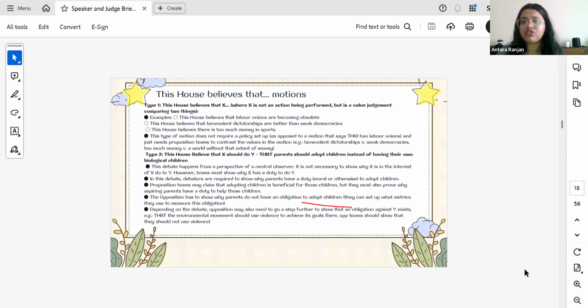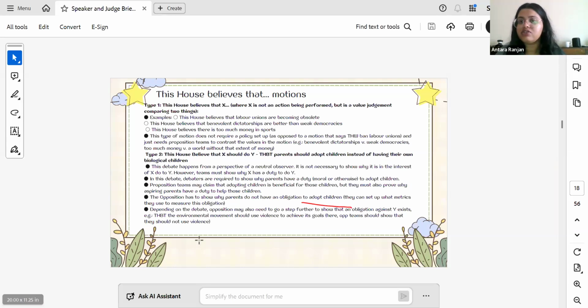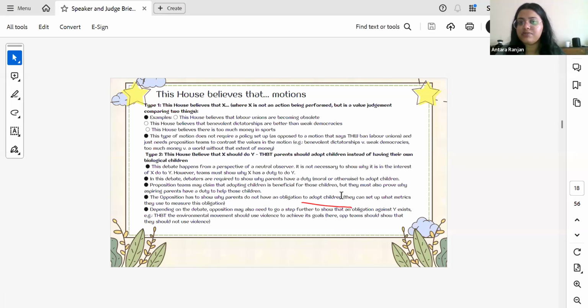So, this type of motion does not require you to give any policy at all, right? This house would ban labor unions is a motion that requires a policy. It's a policy motion. This house believes homework is useless. It does not require a policy setup, but it requires side proposition to talk about the values that exist within the motion itself, right?